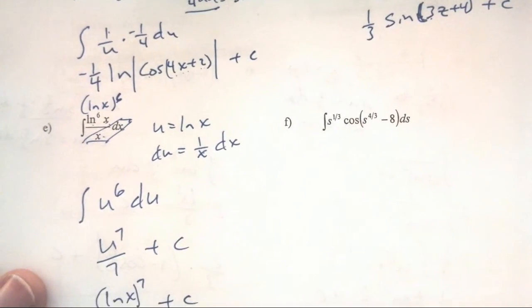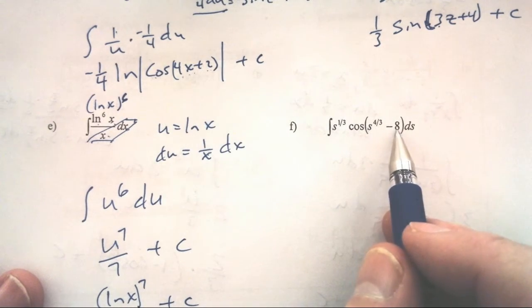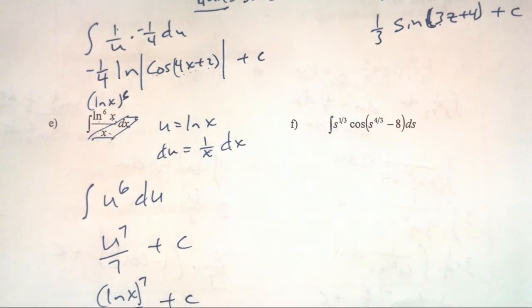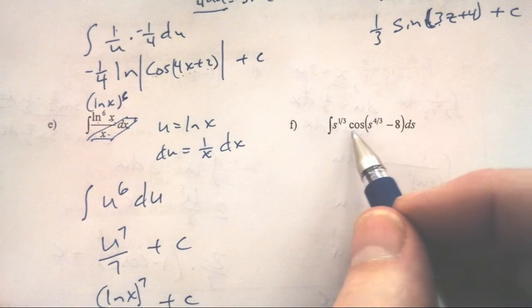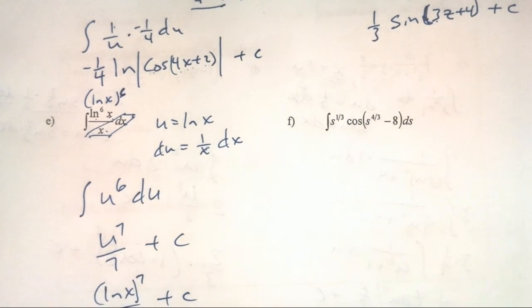Okay, choices, choices. u could be s to the 1/3. u could be s to the 4/3 minus 8. u could be cosine of s to the 4/3 minus 8. The problem is if u is cosine of that, du is going to have a sign, and I have nothing to account for the sign.